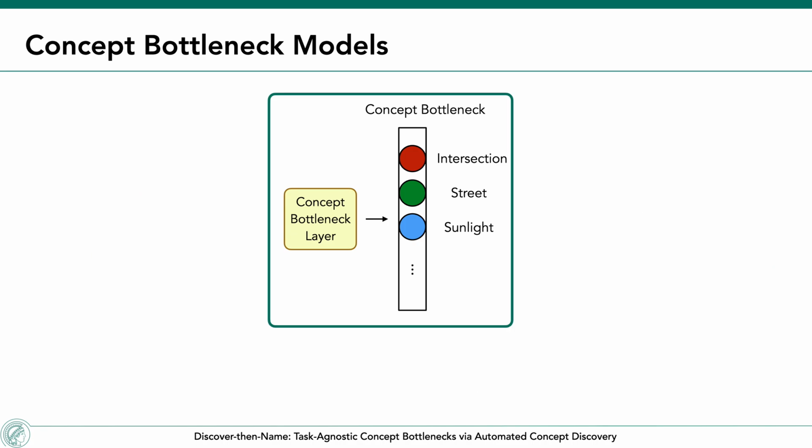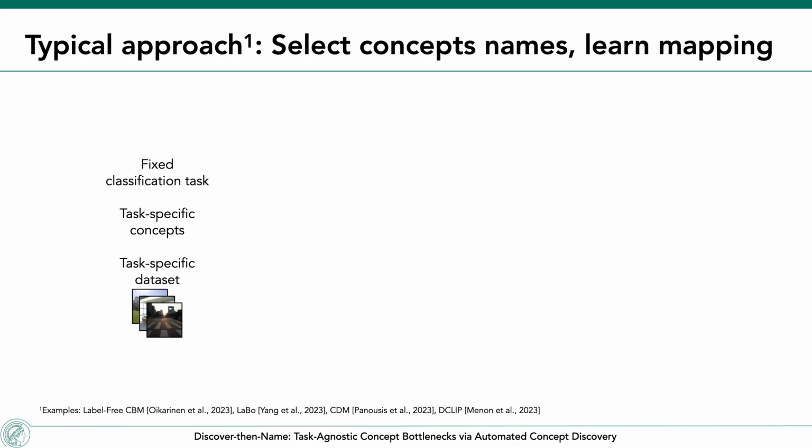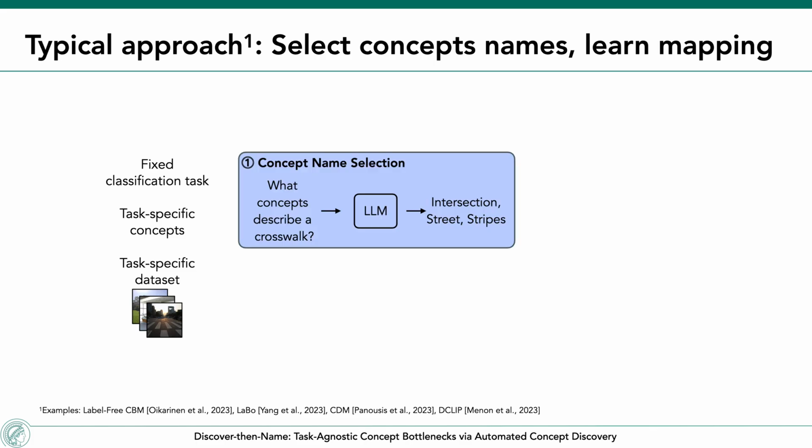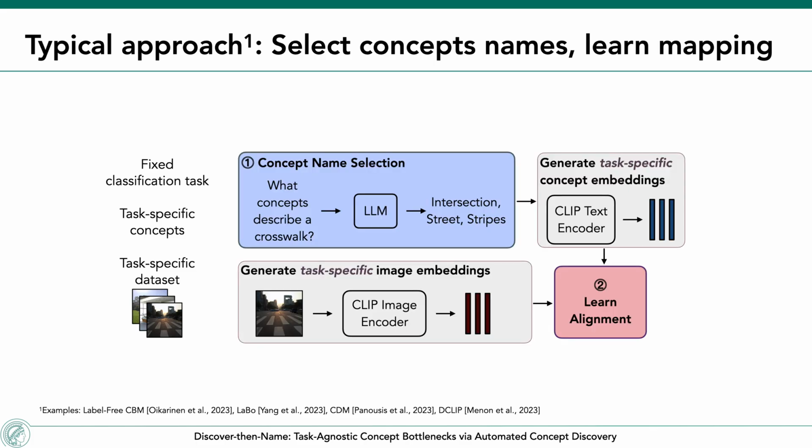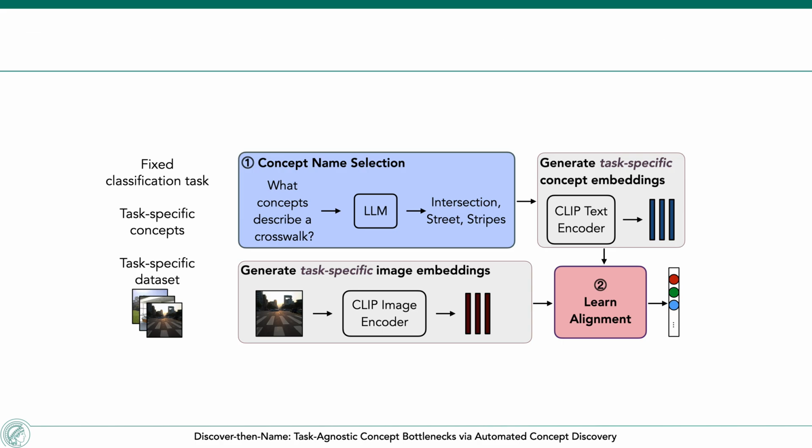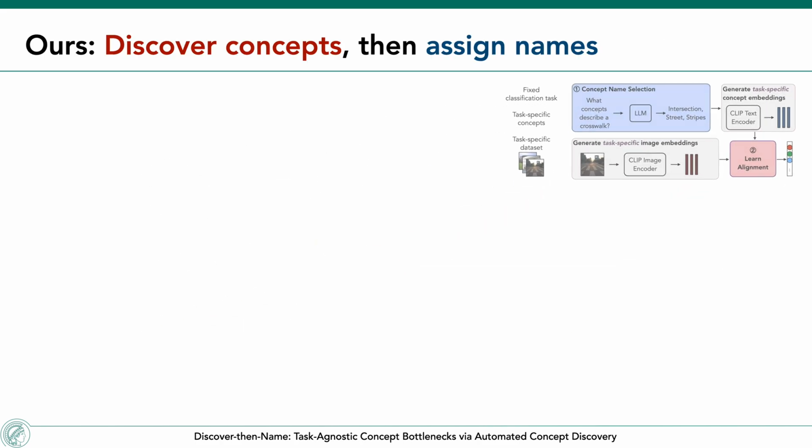Let's look at how the concept bottleneck layer is constructed. A typical approach in recent works is, for a given classification task, to query an LLM for task-relevant concept names, and then leverage vision language alignment from CLIP to learn to map to these concepts, to finally construct the concept bottleneck. In contrast, our work flips this paradigm.